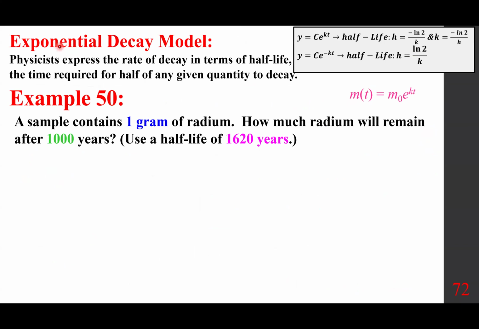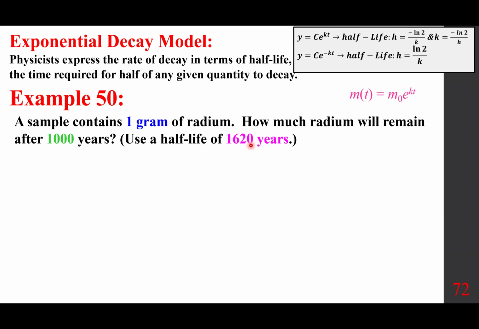Exponential decay, reminding you that physicists express the rate of decay in terms of half-life. What is half-life? The time required for half of any given quantity to decay. So a sample contains 1 gram of radium. How much radium will remain after 1,000 years, knowing that its half-life is 1,620 years?